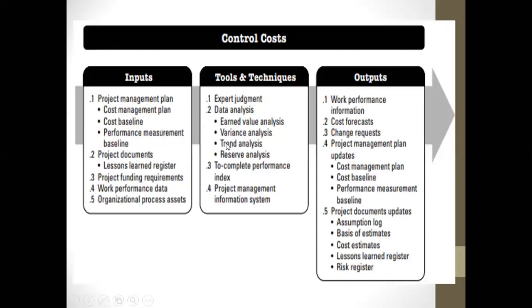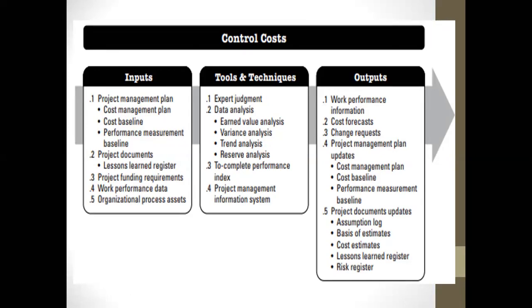Now, as I round up, I've exceeded my standard time by 1 minute, so let me take 5 minutes more to round this off. Cost control. In the inputs, we have the project management plan, where we need the cost management plan, cost baseline, and performance measurement baseline. Then we need project documents, where we'll pay more attention to the lessons learned register. Then we'll have the project funding requirements, work performance data, and then the organizational process assets.